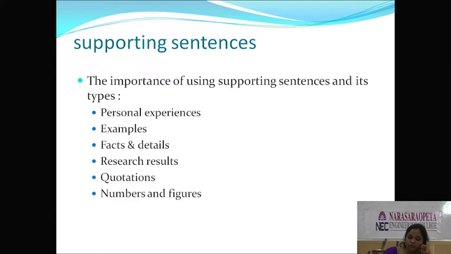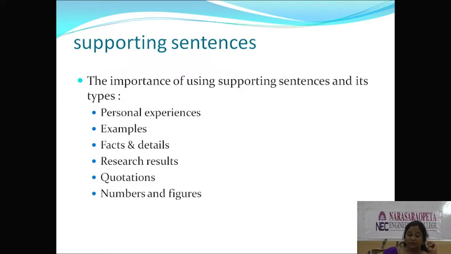The importance of using supporting sentences and its types comprises, first, personal experience. When you write, there is no hard and fast rule like you shouldn't write this, you shouldn't write that. So you can add your personal experiences. For example, when you're writing about your trip to Visakhapatnam, when you go to Vizag, you come across beaches, your experience while getting into the waters, meeting new people. You can give some examples. You can quote some examples.